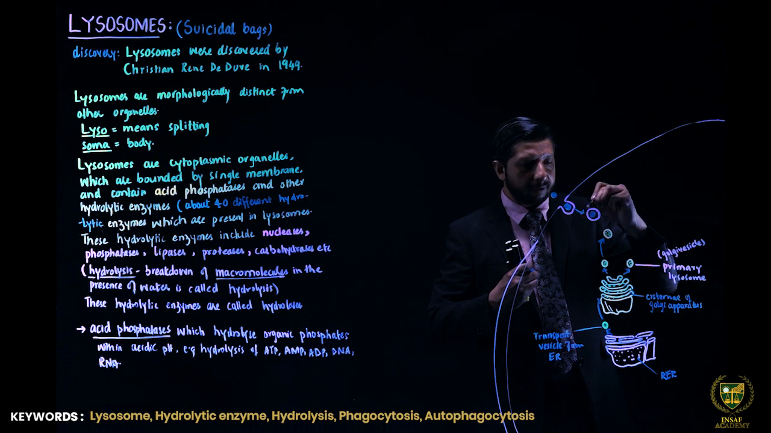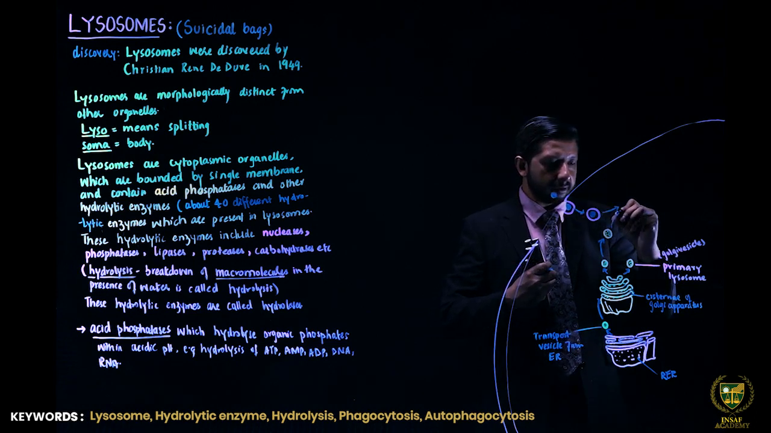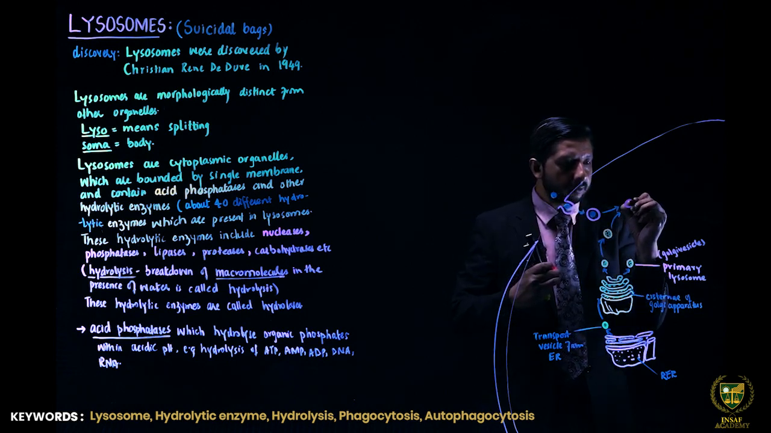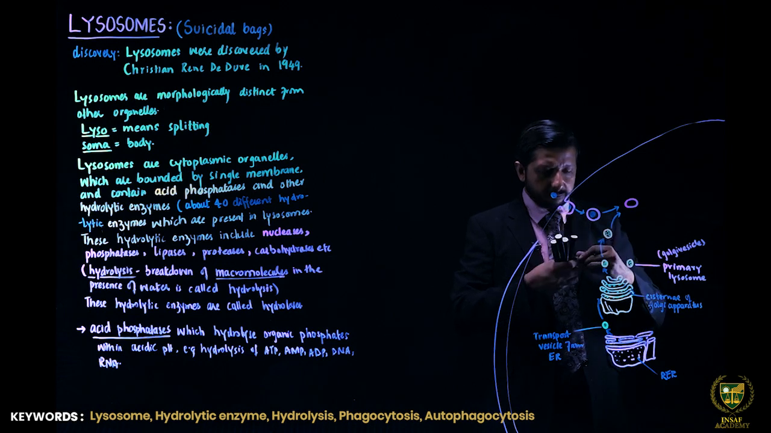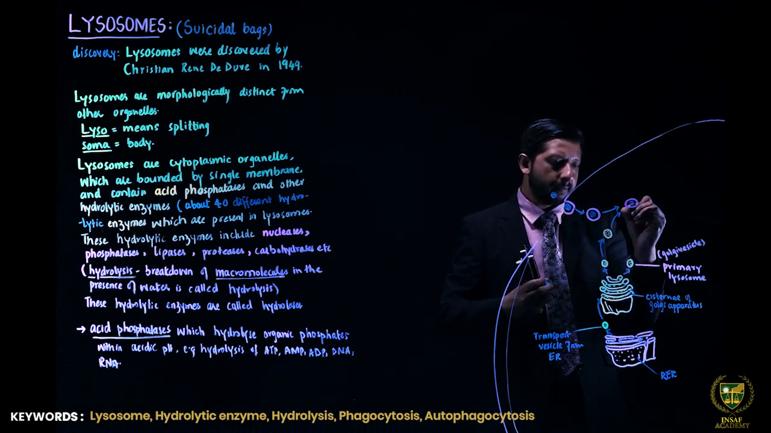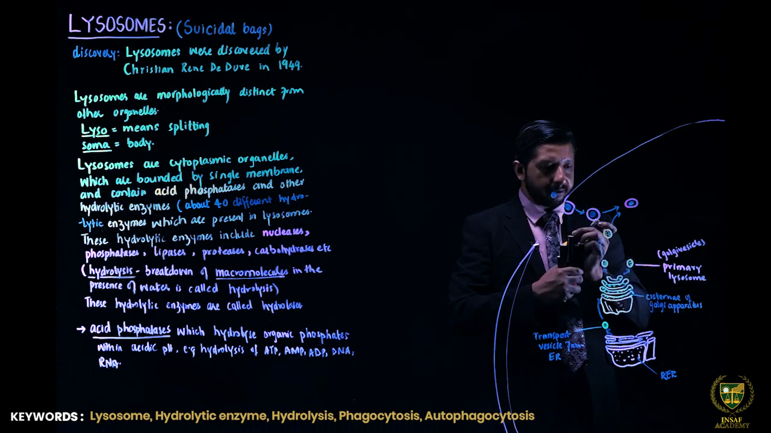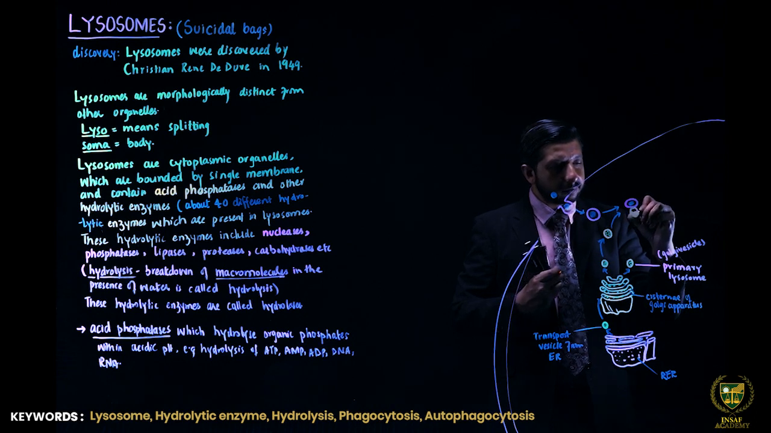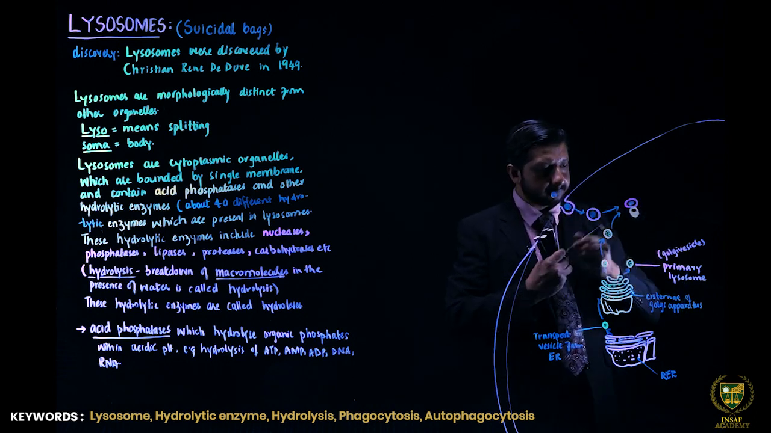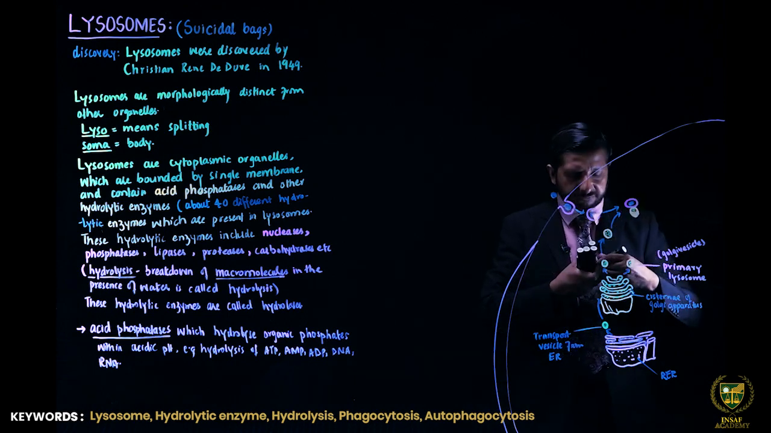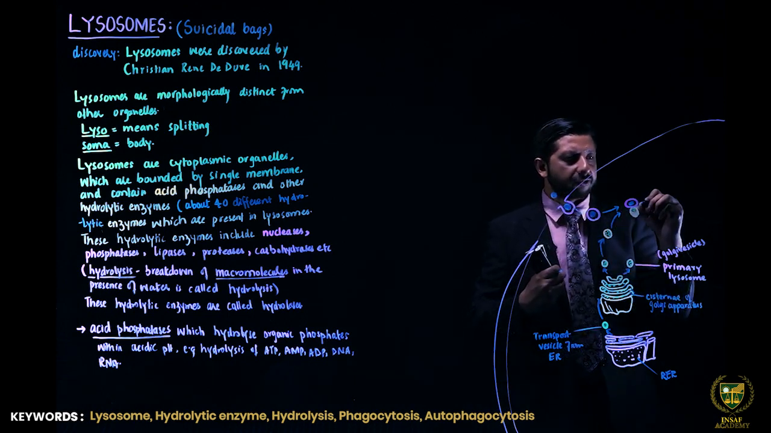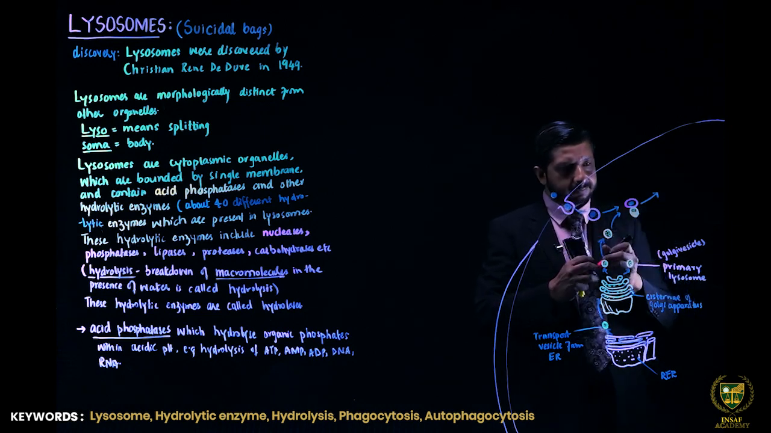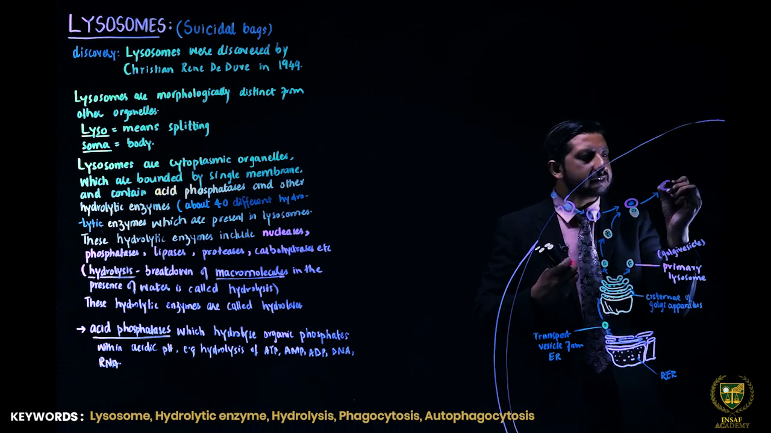So it's moving, and over here they get attached to this food vacuole. So this is the food vacuole containing the food, and this is the primary lysosome, which is getting attached to this food vacuole. Now it becomes fused with this food vacuole, and ultimately it is digested.